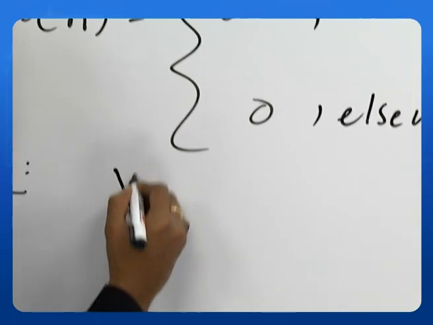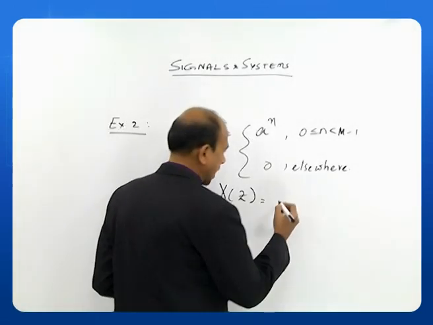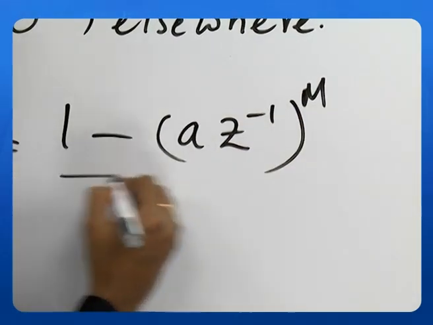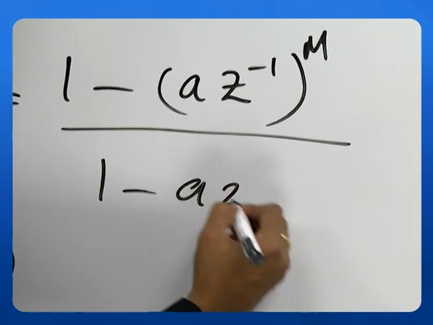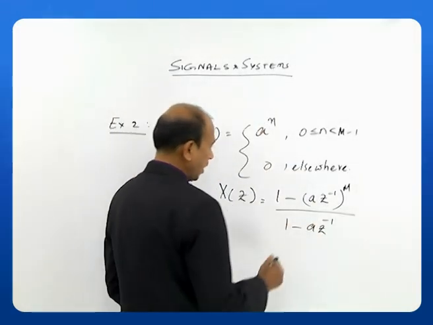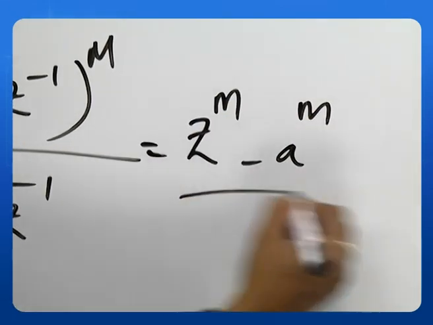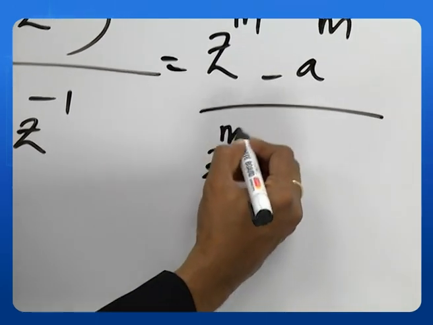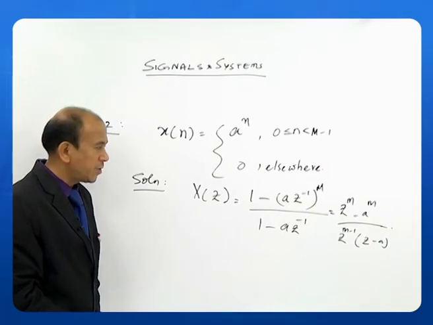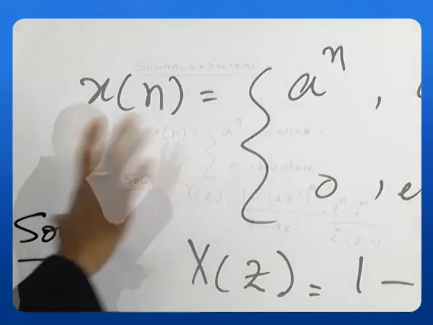What is the solution? X of z. Directly I am writing a z to the power of minus 1 whole to the power of m by 1 minus a z to the power of minus 1. This will be equal to z to the power of m minus a to the power of m by z to the power of m minus 1 into z minus a. So this is the equation. Let us now determine the pole-zero plot for this given equation.